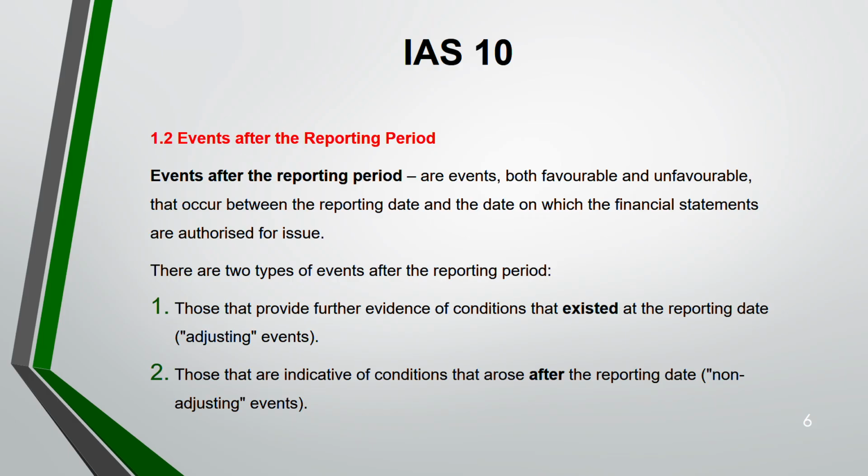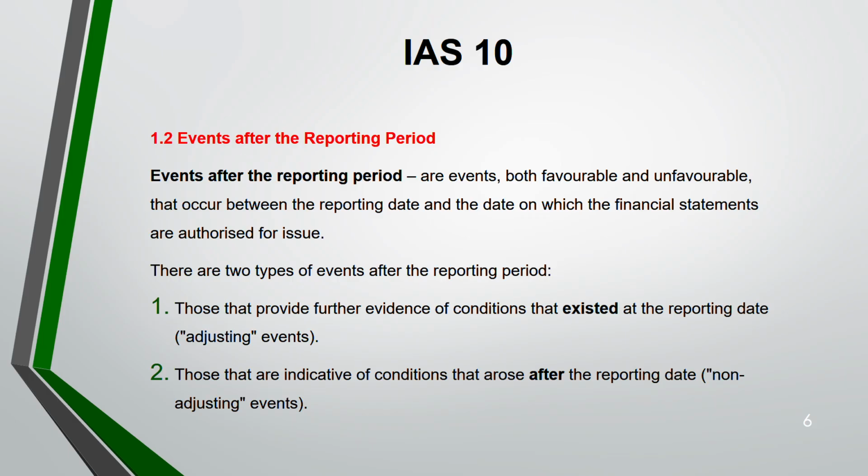Okay, so let's first describe what is an adjusting event. Those that provide further evidence of conditions that existed at the reporting date. That means there is some evidence of a condition that existed at the reporting date, and that is known as an adjusting event. One example is a legal case that was going on against the company, and the decision of that legal case was known after the end of the reporting date. That is an adjusting event.